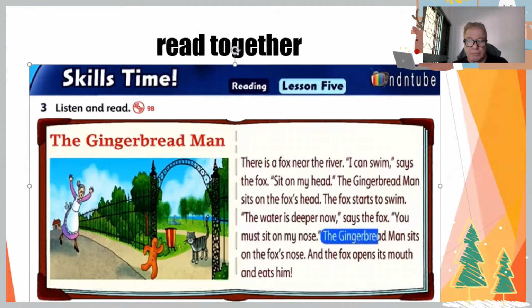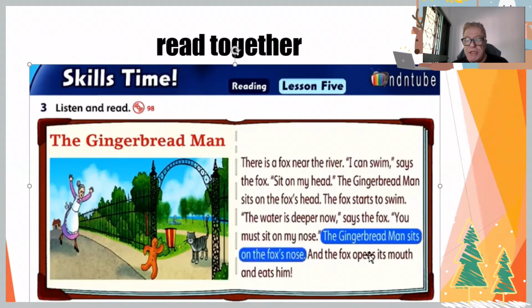The gingerbread man sits on the fox's nose. Say, gingerbread man sits on the fox's nose. One more time. The gingerbread man sits on the fox's nose.